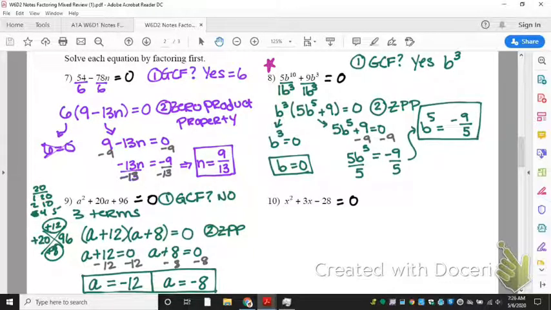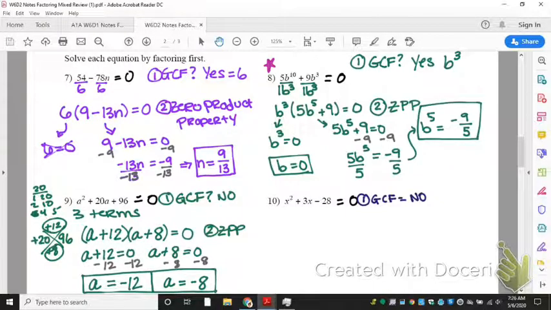And last, let's take a look at number 10. Well, almost last, next to last. We're going to take a look at number 10. Oh, just kidding. We still have more. Forgot about those. Okay, so 1, GCF is a no. There is no greatest common factor. You cannot divide everything by 3. So there's no greatest common factor.